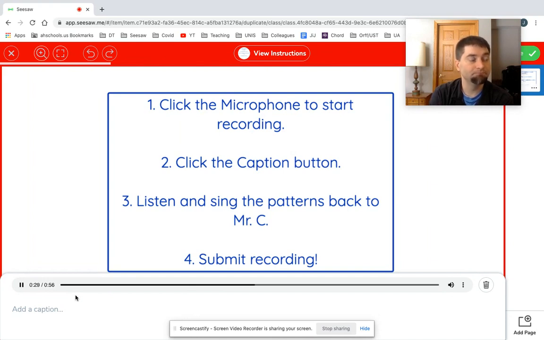Do, do, re, re, mi, re. And here's the second pattern. Do, re, mi, sol, la, sol, mi.